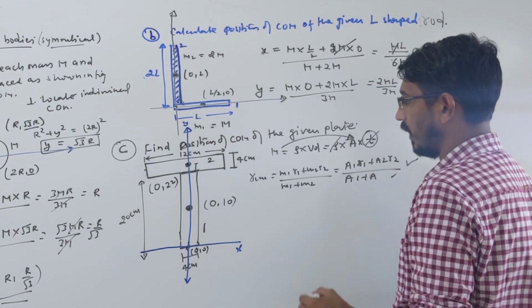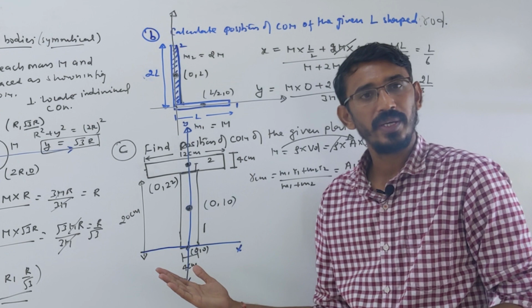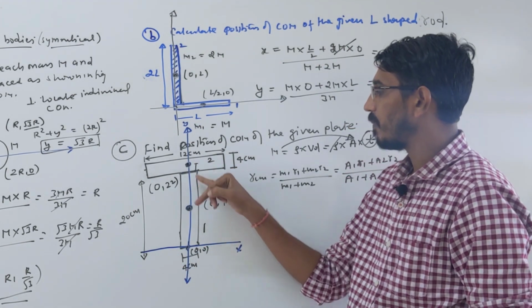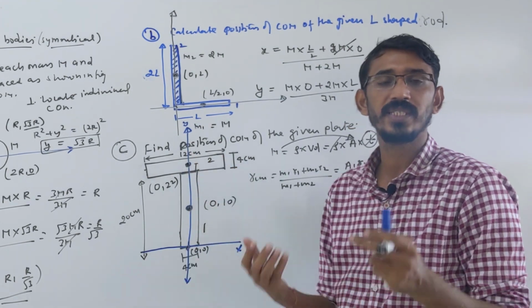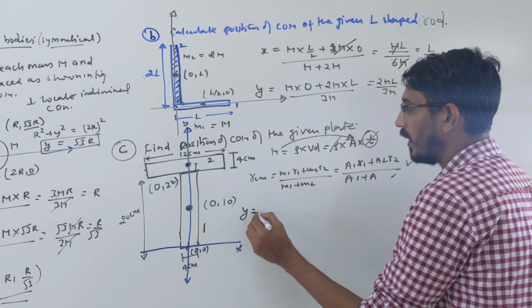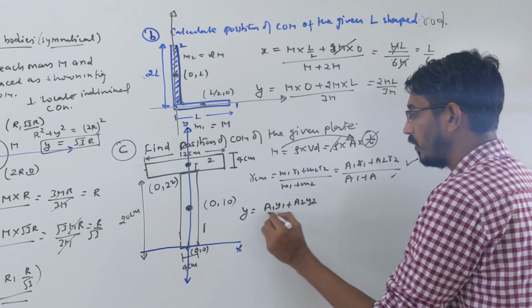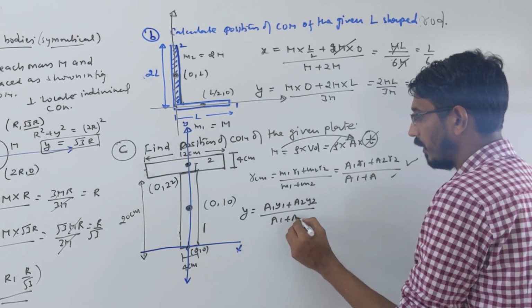Okay, let's write a formula. Look here, we don't need to find the x coordinate, because both masses are placed on the y line, so the x coordinate is directly 0. So directly we will find the y coordinate. How do you write the formula? You write area A1 into y1 plus area A2 into y2, upon A1 plus A2.